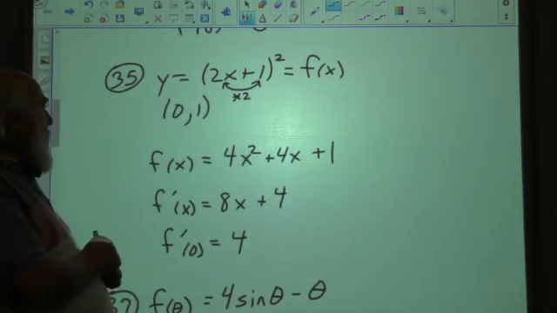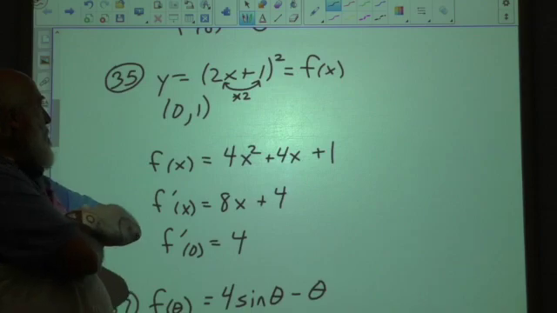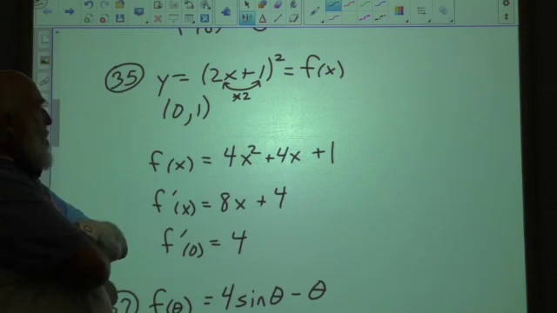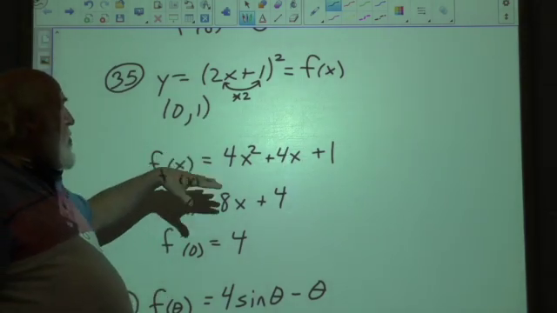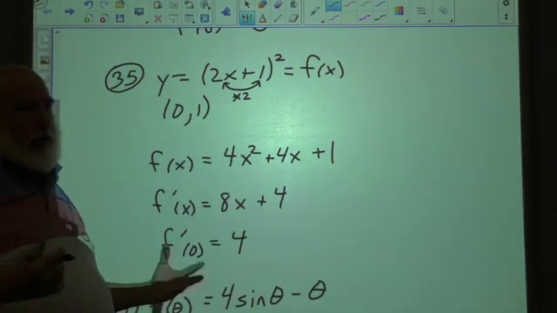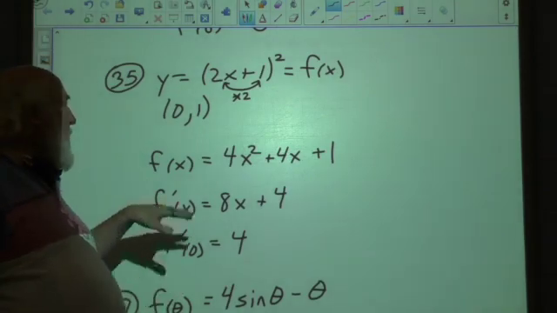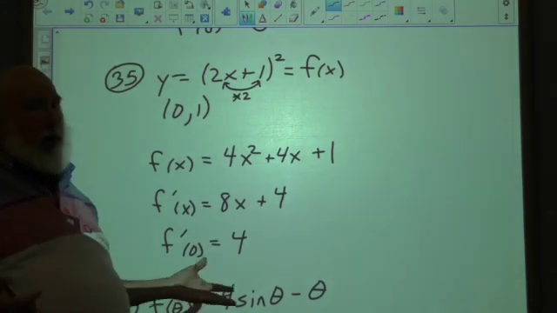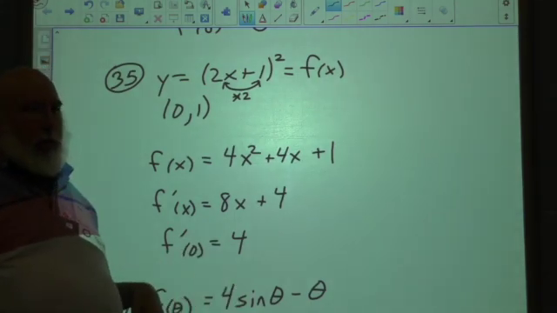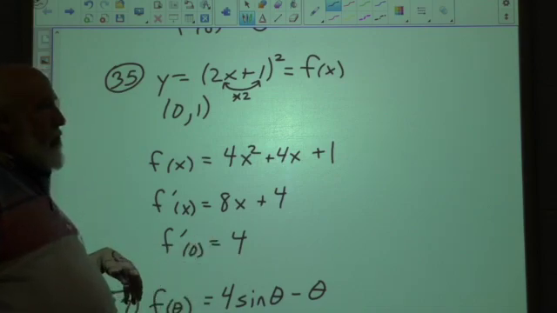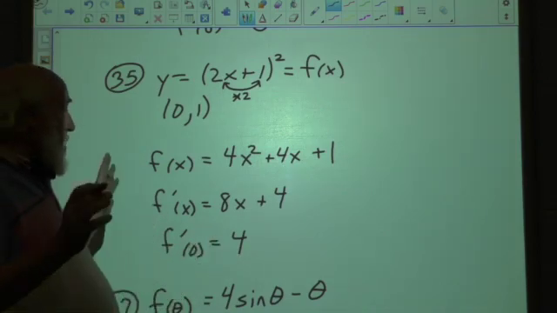For problem number 35, we're given f of x equals (2x plus 1) squared. What I wanted to show here is how you can do this without doing the FOIL method. If you want to do the FOIL method, I don't really care. I'm just trying to save you a little time, but I know some people make the mistake of just squaring this and thinking that's all there is to it. But when you square a binomial, you're going to get a trinomial unless you're dealing with a difference of squares.